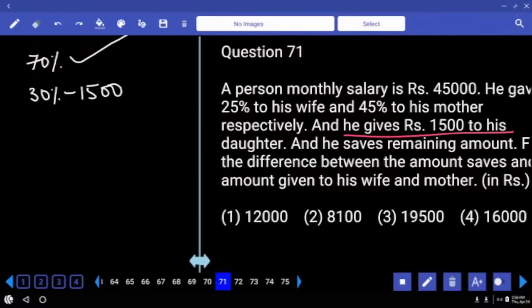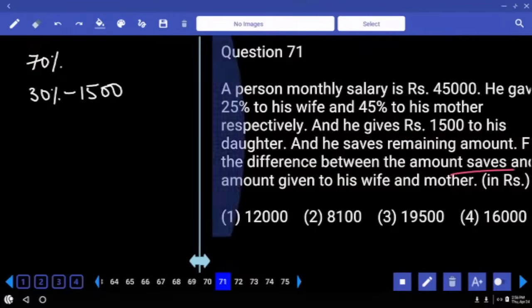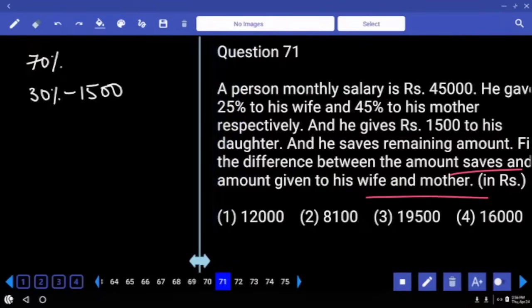Money given to his wife and mother. What is this 30% minus 1,500? That is the amount he saved. The final question is about savings minus the amount given to mother and wife. Right, they asked for the difference.